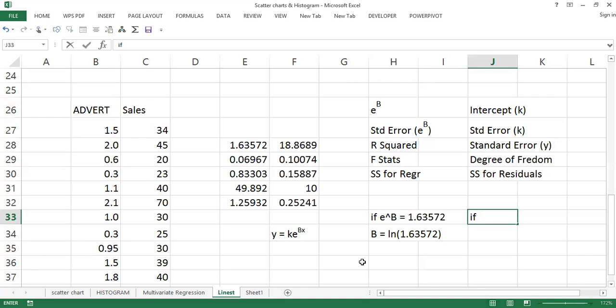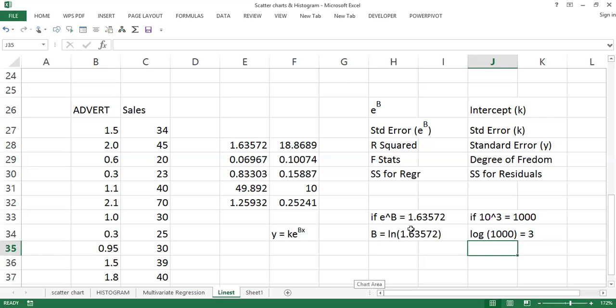So for example, I can say if 10 to the power of 3 equals 1000, therefore that means log base 10 of 1000 equals what? Equals 3.